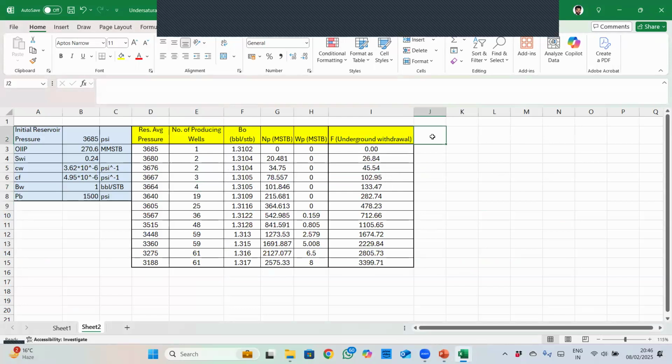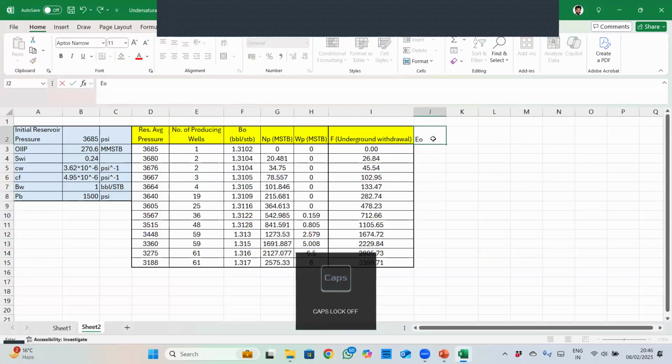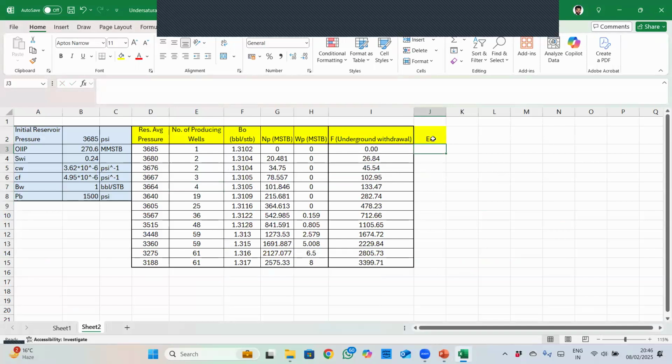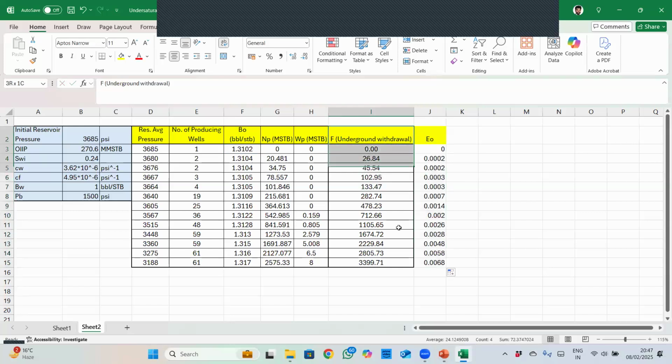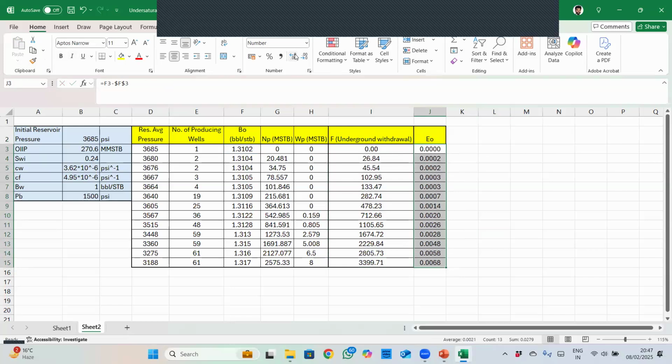So EO can be calculated as BO minus BOI. So what is BO? This is current BO minus BOI, that is the initial BOI. So let me just click. Let's fix BOI with a dollar sign. Yeah, let's drag it. Okay, so this is my EO term. I'll just put the same format. Okay, so I got this as EO.